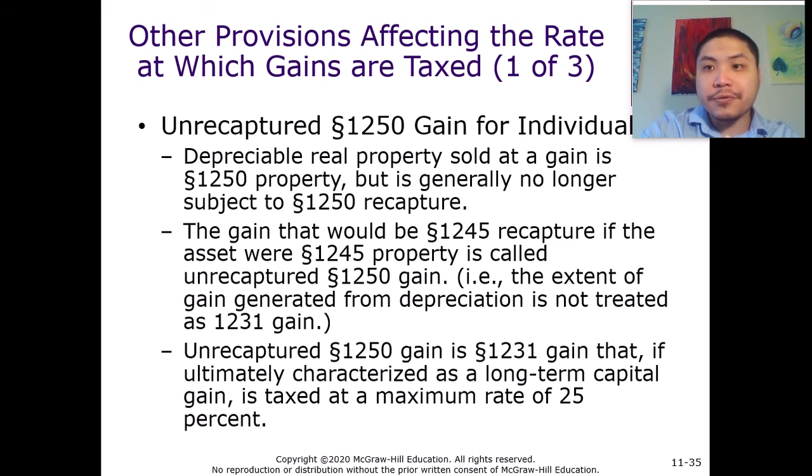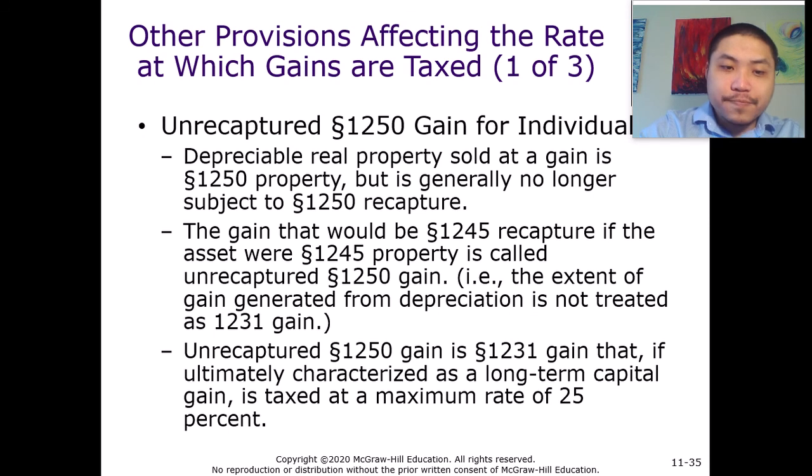It's not treated as ordinary income, but it is also not treated as Section 1231 gain either, right? It has its own tax rate, which is a maximum rate of 25%, right? So compare this to Section 1245. In Section 1245, the recapture gain, meaning the gain generated from the depreciation, is going to be treated as ordinary income, right?